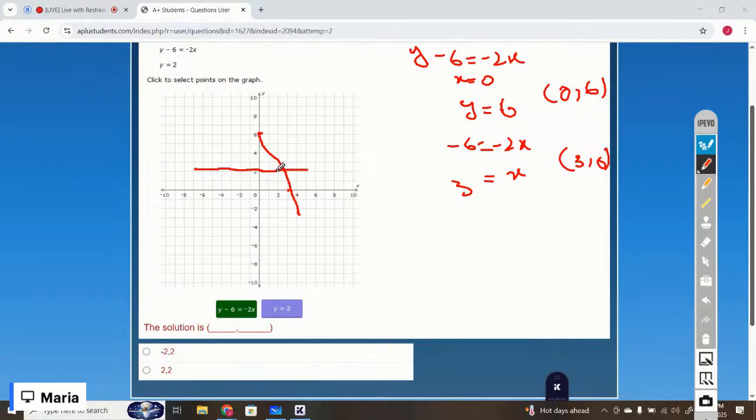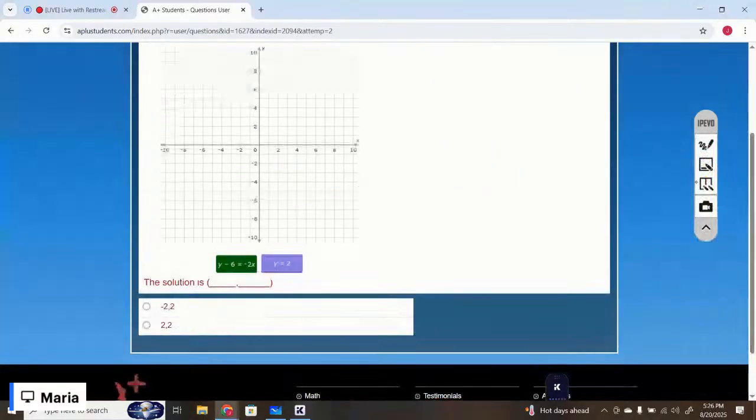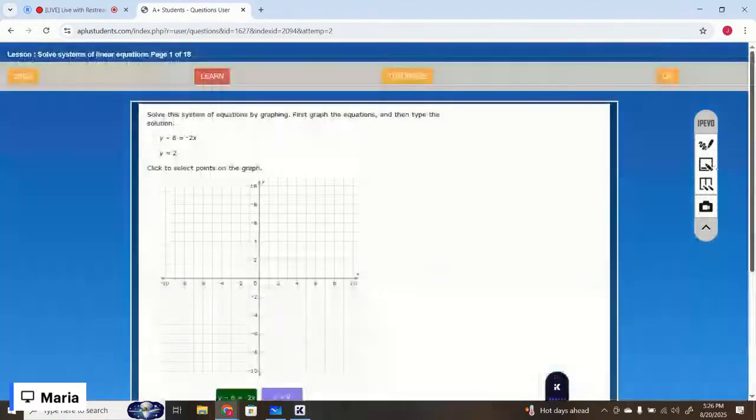I think it would be (2, 2). Option number 2 is the correct option.